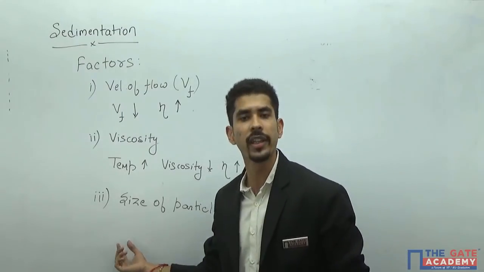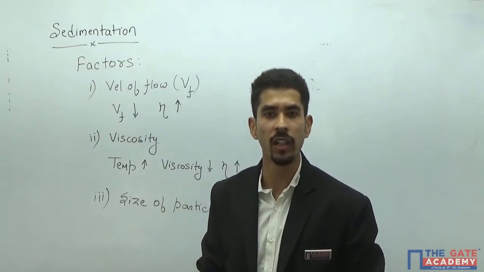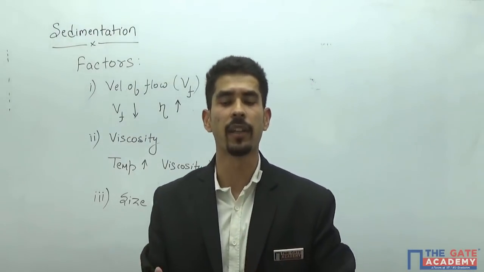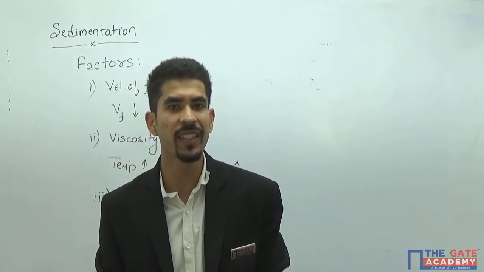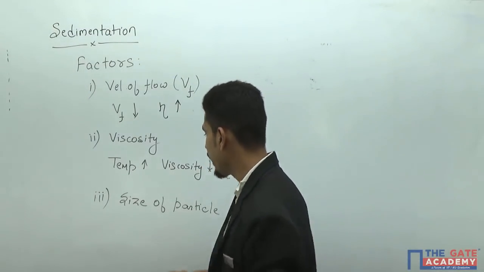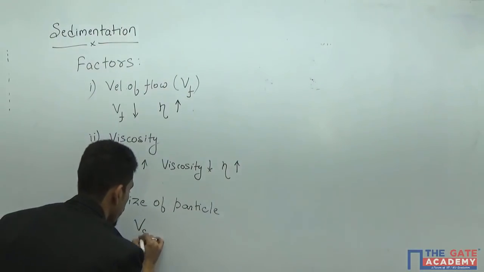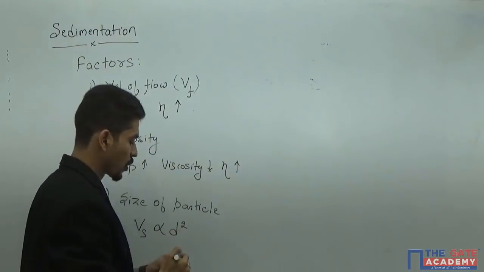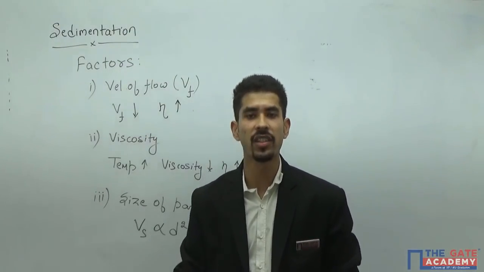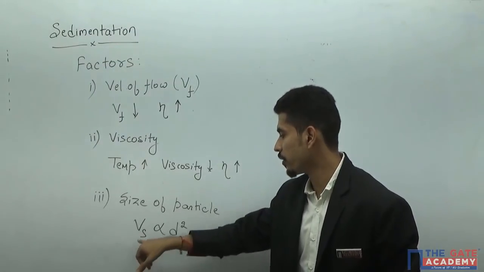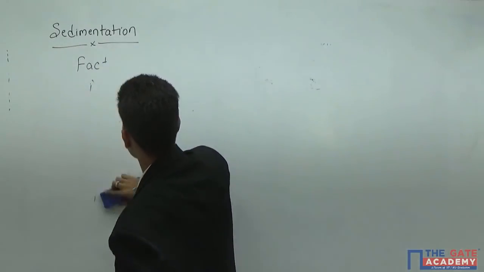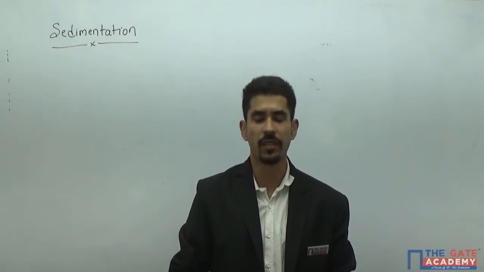So the settling velocity of a particle is directly proportional to the square of the diameter of the particle. That means the larger the diameter, the more will be the settling velocity, and the more the settling velocity, the faster will be the rate of sedimentation. So your settling velocity Vs is directly proportional to d square. This is the most important part in case of sedimentation. We'll have a derivation, I'll prove that Vs is directly proportional to the square of the diameter. These were the factors which play an important role in the case of sedimentation.